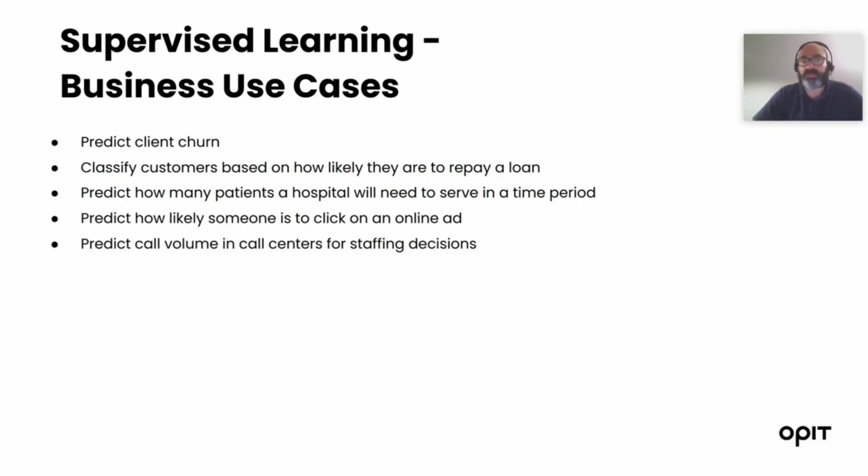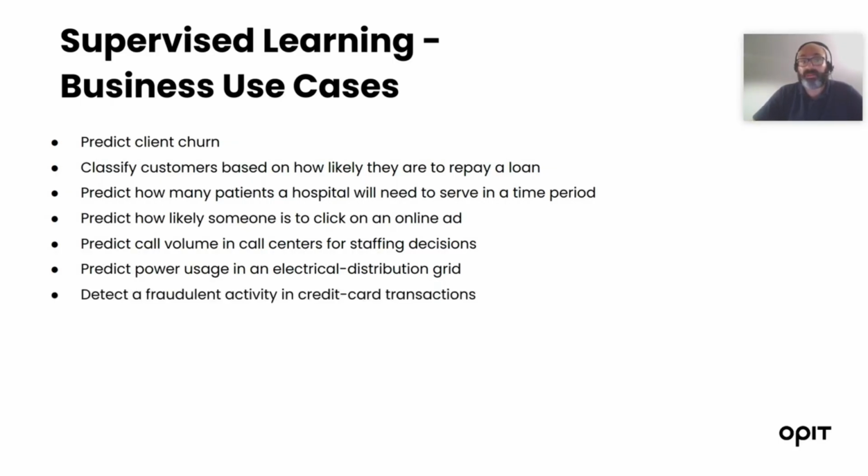We can also predict the call volume in a call center for staffing decisions and shaping the workforce. Another business case can be predicting power usage in electrical distribution grids. This will help to optimize resources inside the grid. We can detect fraudulent activity in credit card transactions, and forecast product demand and inventory level. This is something that Amazon does a lot.